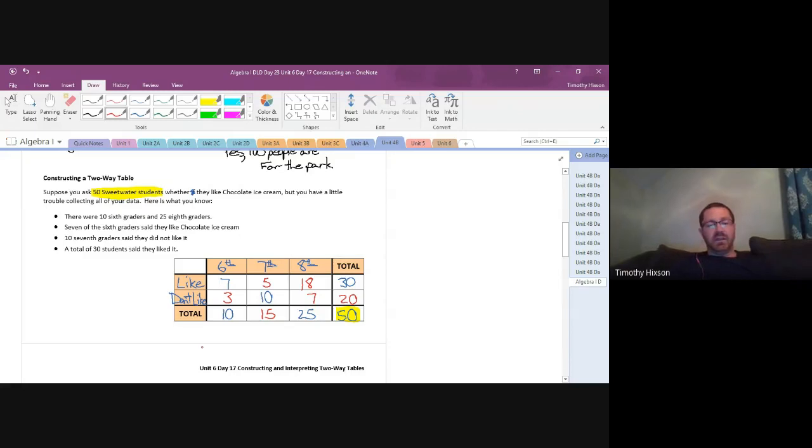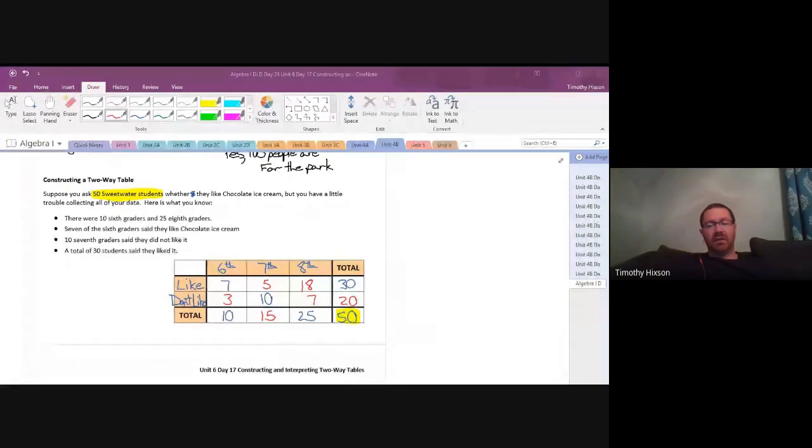So that is the initial idea of how we would set up a two-way table, and that's what the different values mean. In our next video, we're going to look at how to actually use these.